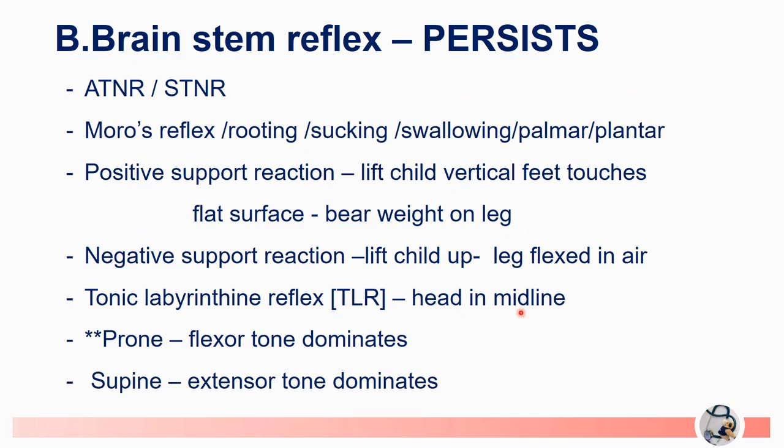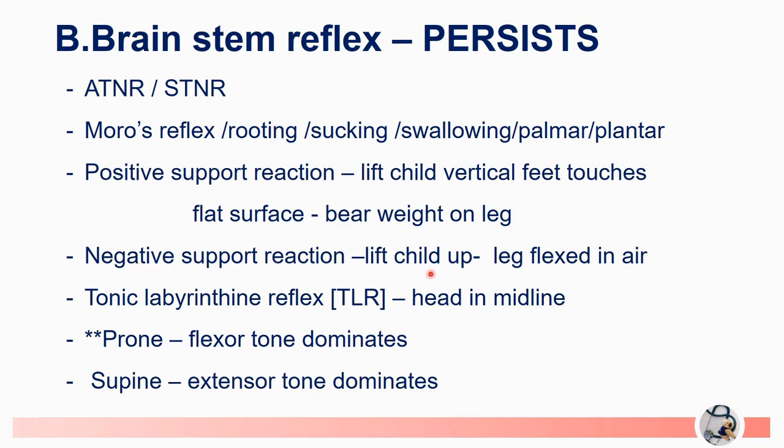The next reflexes you'll check are the brainstem reflexes, which also persist in the cerebral palsy child. These are asymmetric tonic neck reflex, symmetric tonic neck reflex, Moro reflex, rooting, sucking, swallowing, palmar-plantar grasp. Then you check for the positive support reaction, where when you lift the child vertically with the feet touching a flat surface, the child bears weight on the legs for a short time.